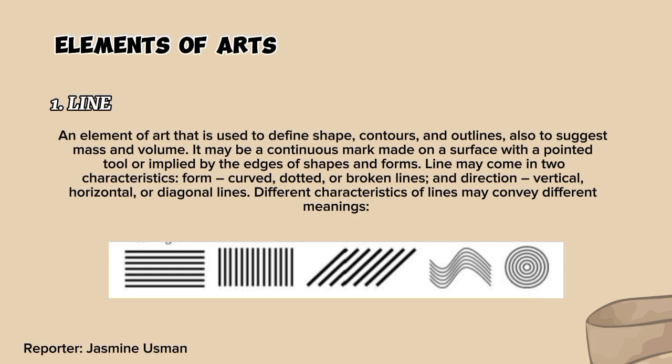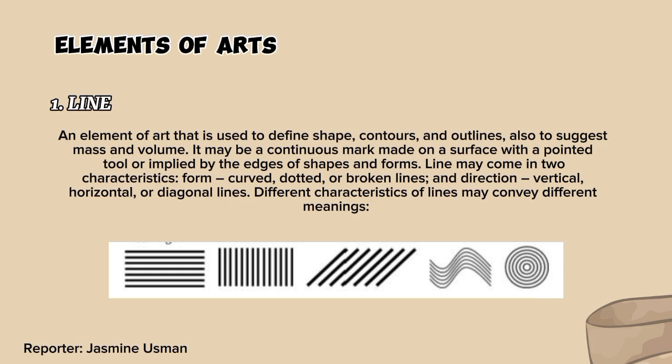The statement further elaborates on how lines can have different characteristics, such as their form, which are the curve, dotted, broken, and direction, which are the vertical, horizontal, diagonal, which can convey different meanings or emotions in art. For example, a straight vertical line might represent stability or strength, while a diagonal line could suggest movement or tension. It's stated there that different characteristics of lines may convey different meanings.